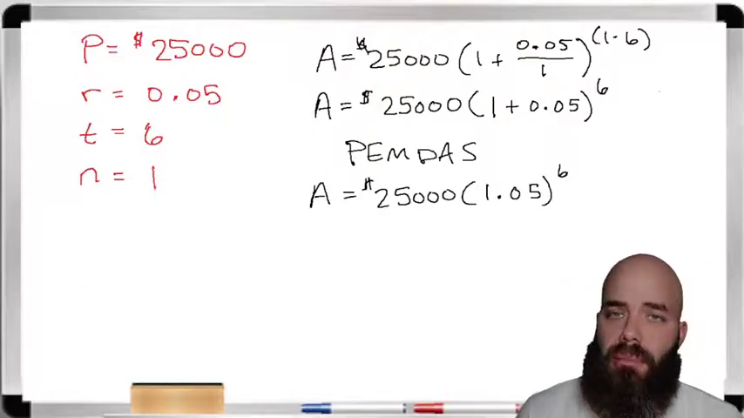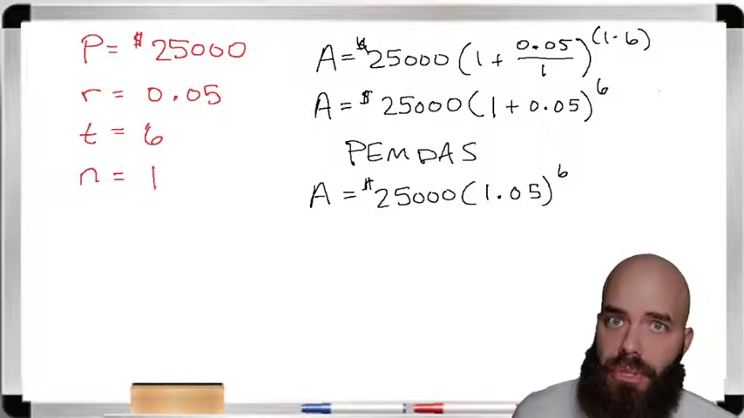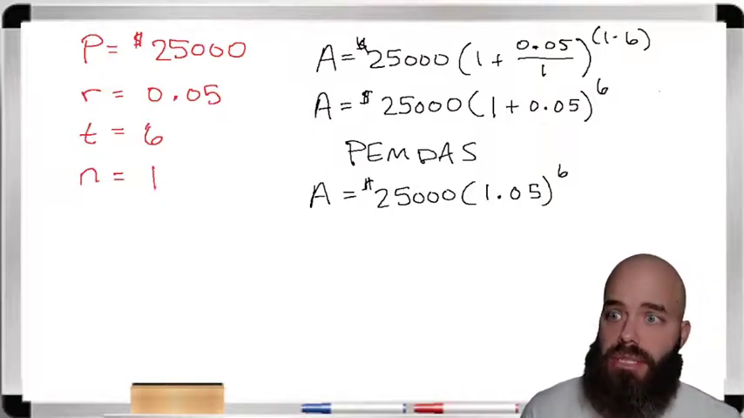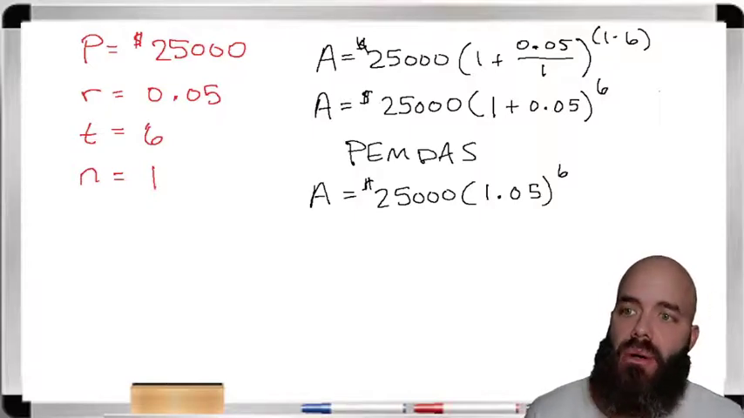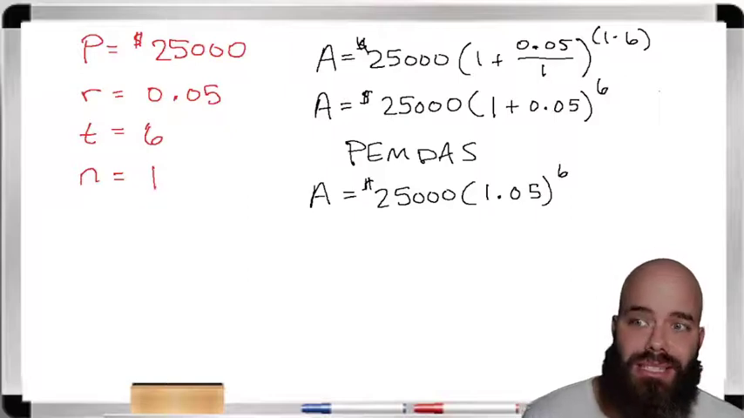Now, I have a simple number in my parentheses, so there are no operations inside my parentheses, so I'll move on to the E in PEMDAS, which is exponent. So now I want to take that 1.05 and raise it to the 6th power.